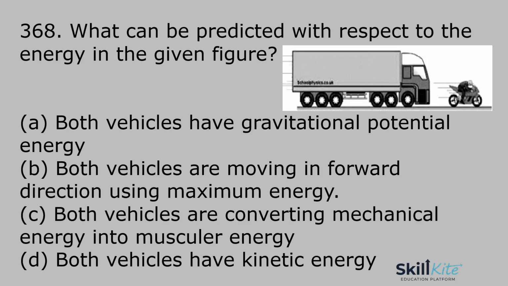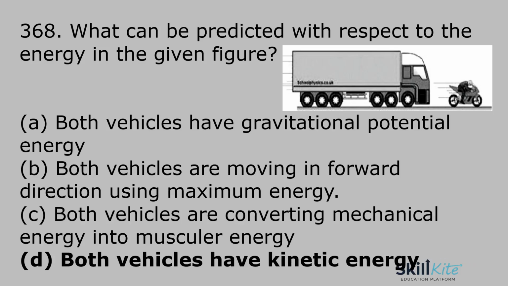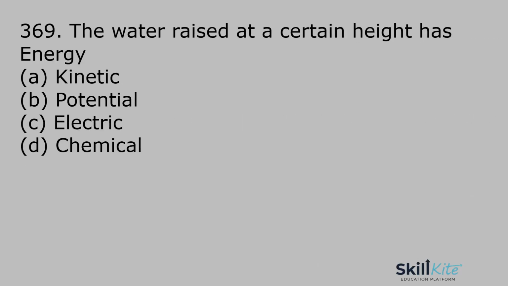What can be predicted with respect to the energy in the given figure? Both truck and motorcycle are in moving condition. As per the diagram, both vehicles have kinetic energy. Option D is the right answer. The water raised to a certain height has potential energy. Option B.